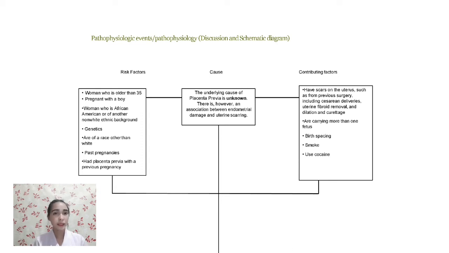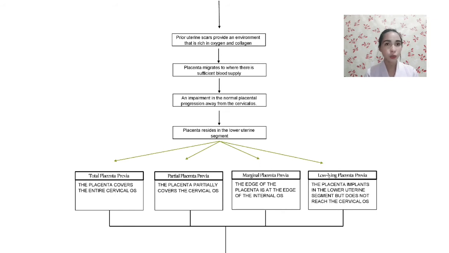The underlying cause of placenta previa is unknown. There is, however, an association between endometrial damage and uterine scarring. The implantation of a zygote or a fertilized egg requires an environment rich in oxygen and collagen. The outer layer of the dividing zygote, or blastocyst, is made up of trophoblast cells, which develop into the placenta and fetal membrane. The trophoblast adheres to the decidua basalis of the endometrium, forming a normal pregnancy. Prior uterine scars provide an environment that is rich in oxygen and collagen. The trophoblast can adhere to the uterine scar, leading to the placenta covering the cervical os or the placenta invading the walls of the myometrium.